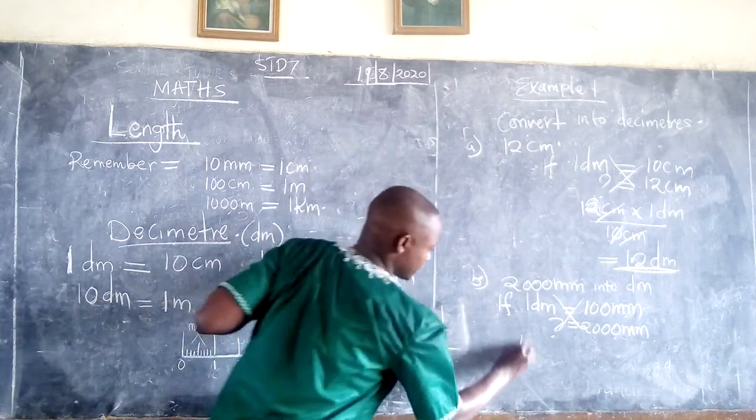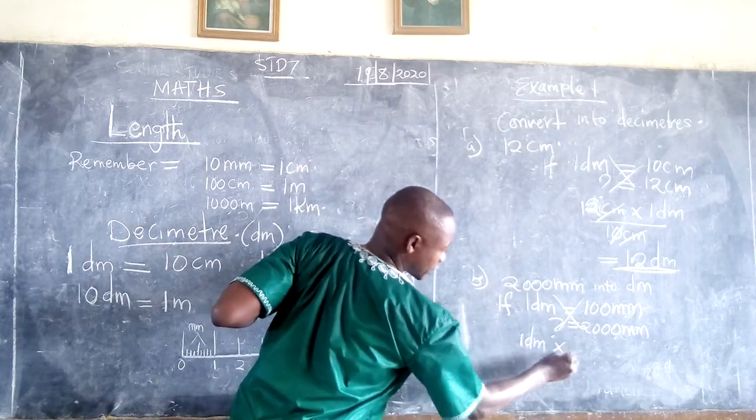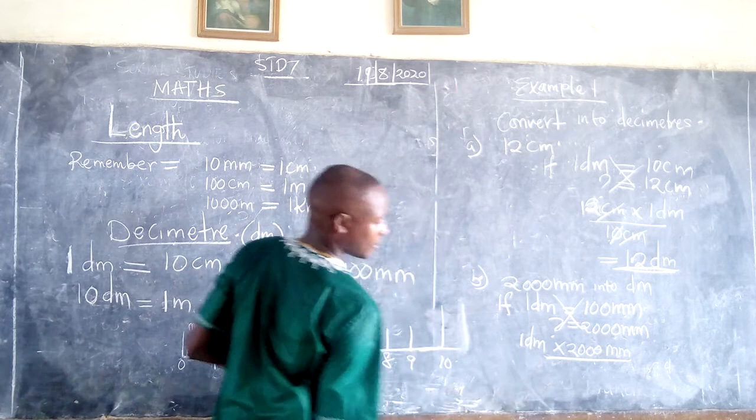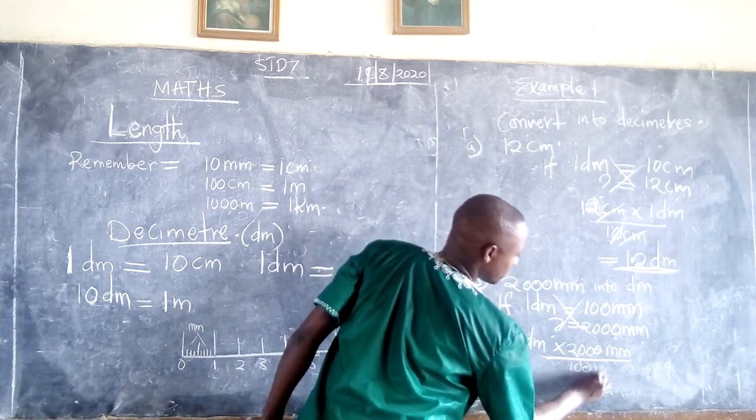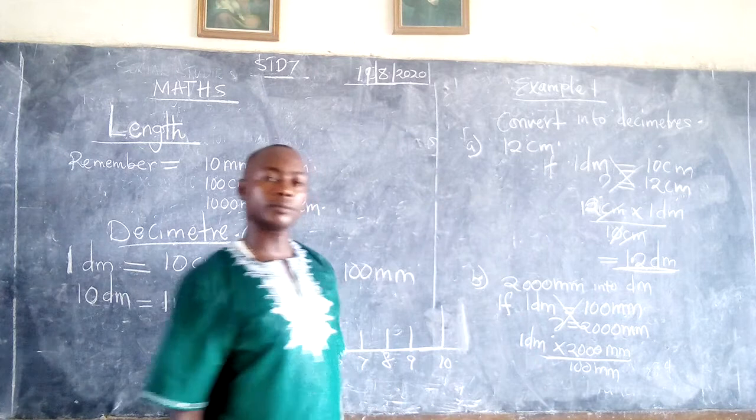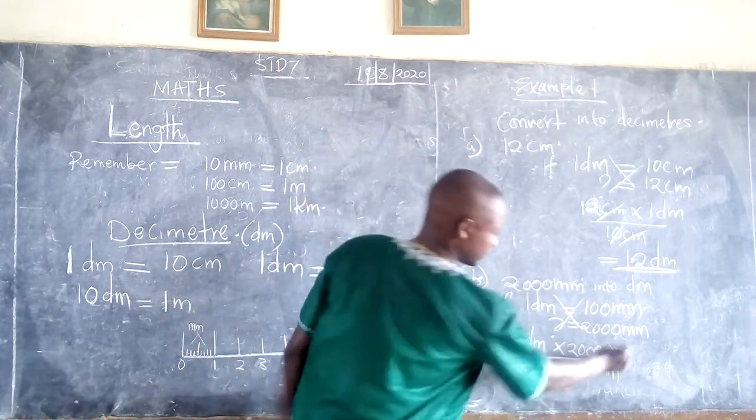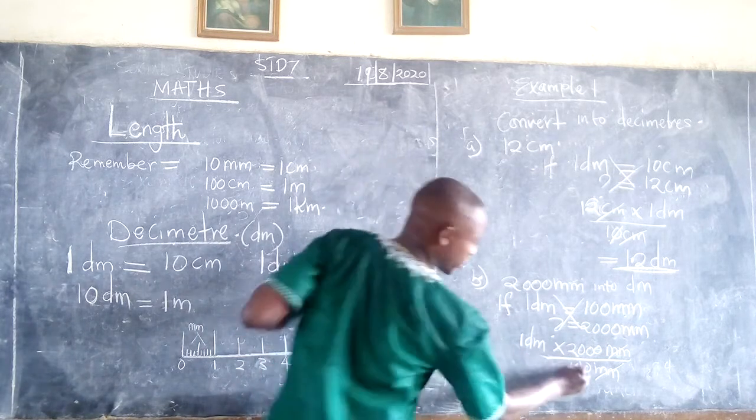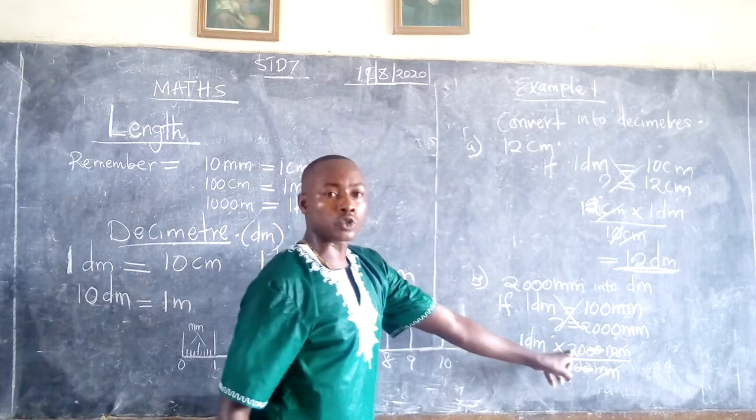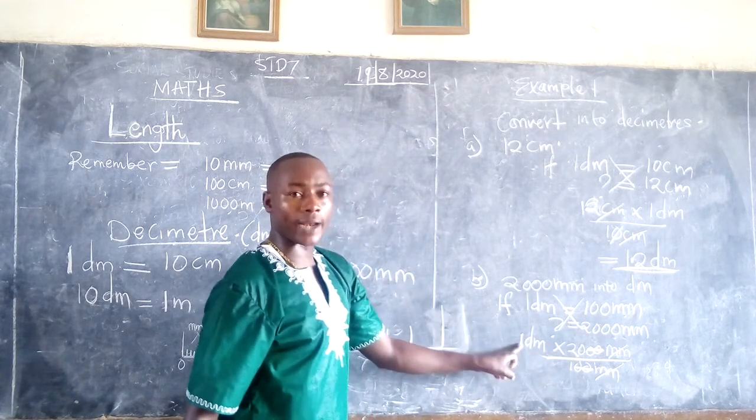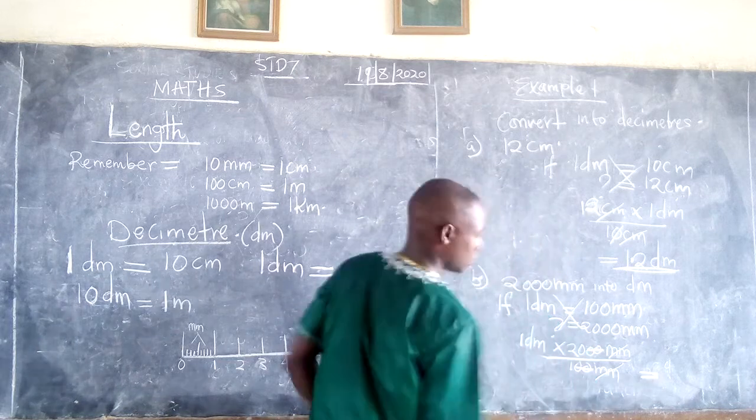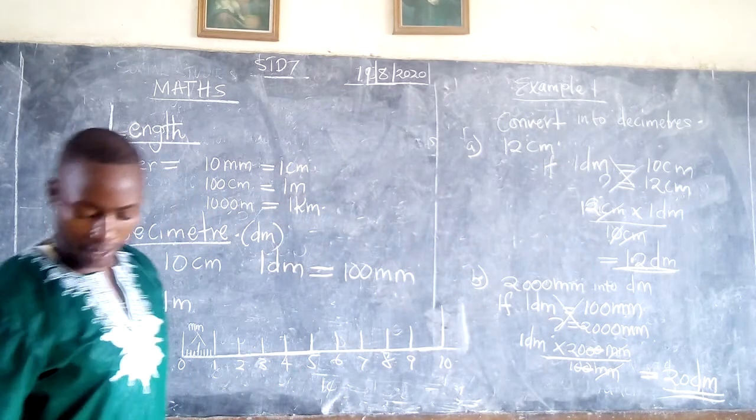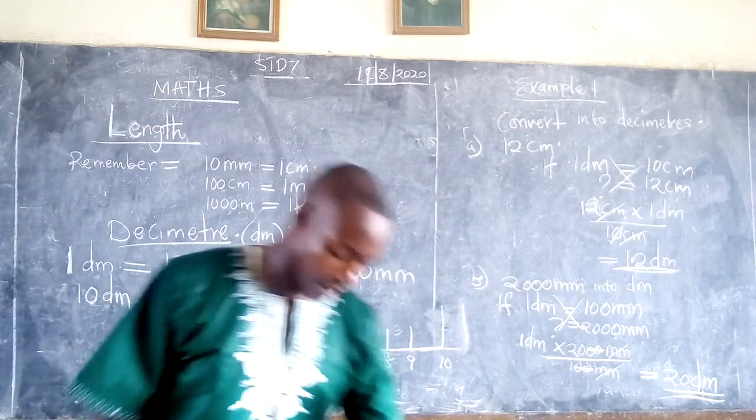You are going to take 1 decimeter multiplied by 2000 millimeters over 100 millimeters. Our millimeters will cancel. We remain with 2000 over 100. 2 zeros will cancel, you remain with 20. 20 multiplied by 1 decimeter will give you 20 decimeters. And that is how you work out that conversion.